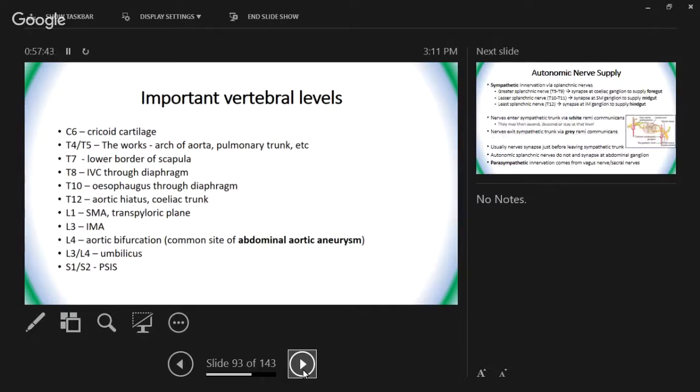So just a little summary for you guys, I found it organised everything nicely. L4, that's where the aorta bifurcates, and that's a common site of an AAA, an abdominal aortic aneurysm. I think that's because of the bifurcation, where the blood flows through from a tubular vessel. So you often get an aneurysm there, which can burst. If you feel a pulsatile mass around the umbilicus, that's what you could be thinking.